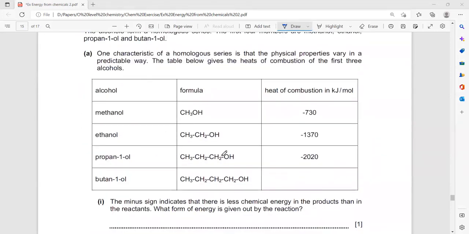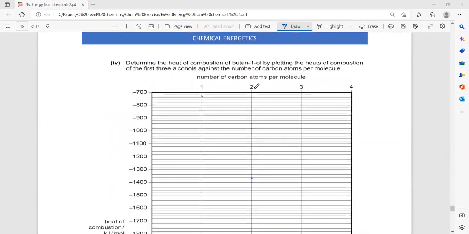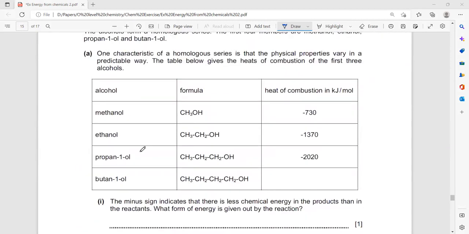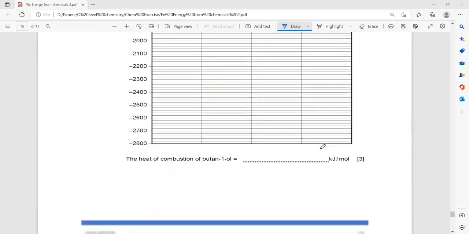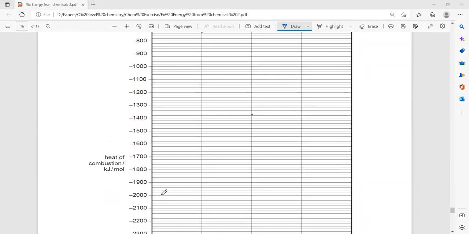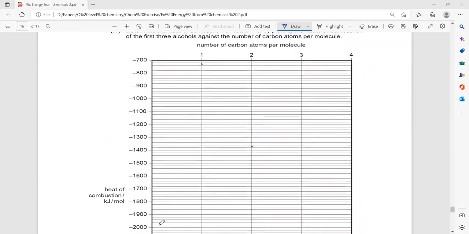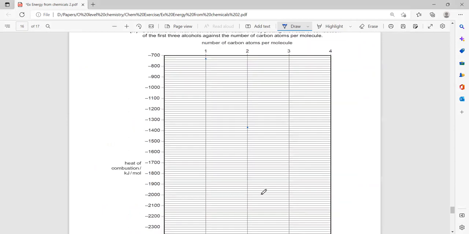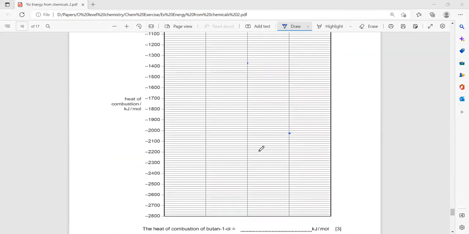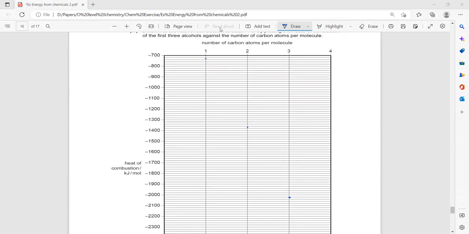Then for 3 carbon, because here we have the number of carbon 1, 2, and 3, the third is 2020. So it will be 2020 for 3 carbon. This one is 2000, and the first line after 2000 will be equal to 2020.